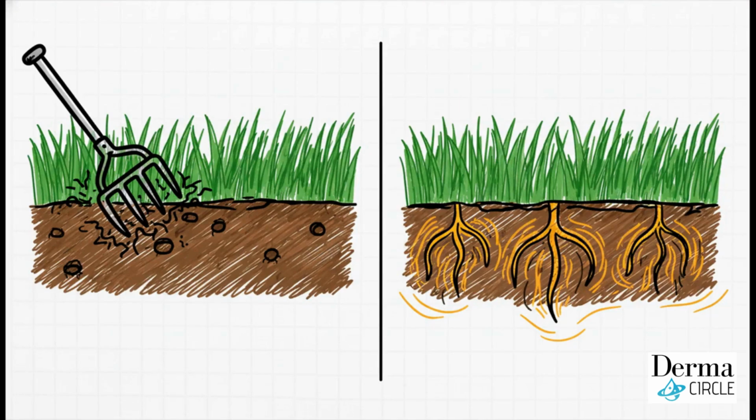Think of an ablative laser like aerating a lawn. You're punching these tiny, controlled holes in the surface to force a complete renewal from the top down. A non-ablative laser, that's more like gently warming the soil from underneath to encourage new growth without ever disturbing the grass on top. One is a top-down approach, the other is a bottom-up approach.